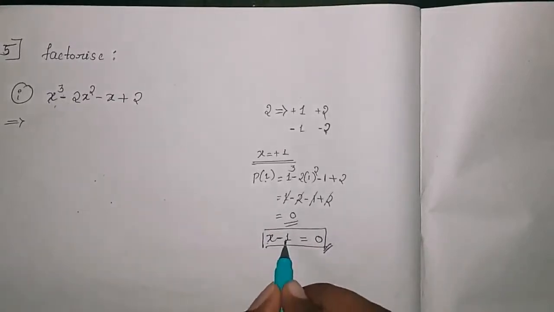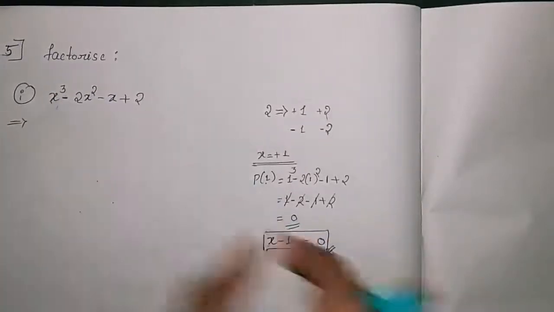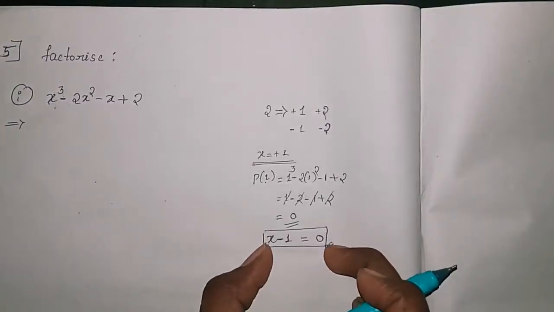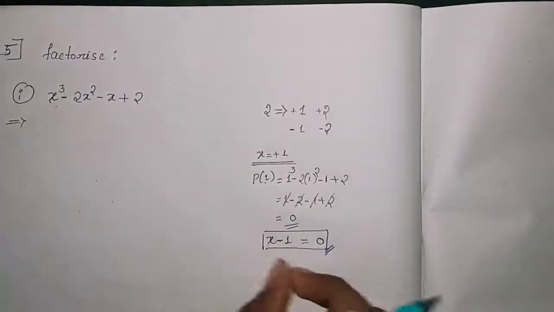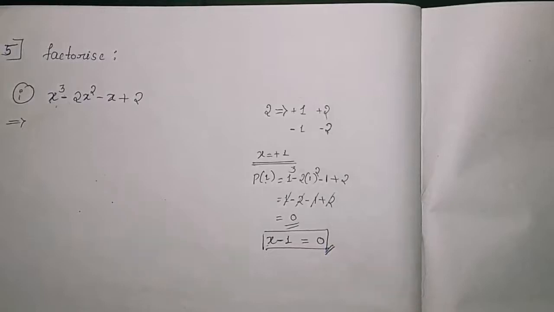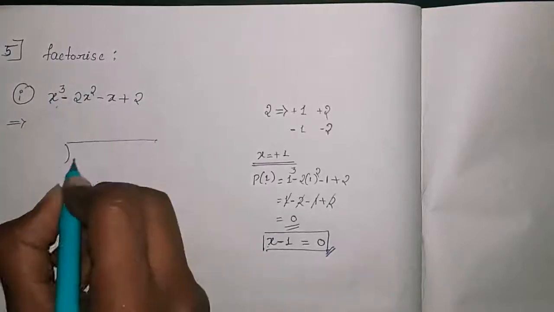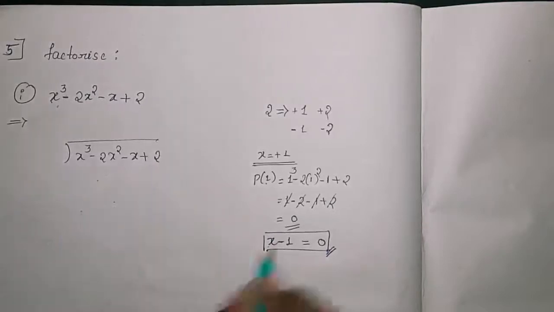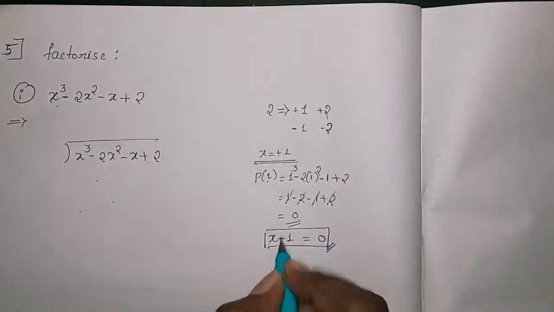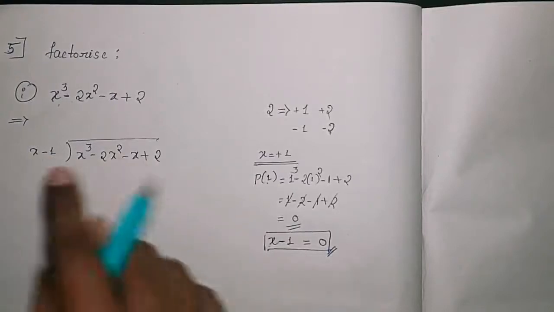Now we got x minus 1. Yes, so this x minus 1, we will divide this polynomial equation by this factor, that is g of x. This is p of x, this is g of x. So we will divide p of x by g of x by the long division method. So p of x is x cube minus 2x square minus x plus 2, and whatever factor we got, that is g of x, that is x minus 1. Yes, now you have to solve this by long division method.